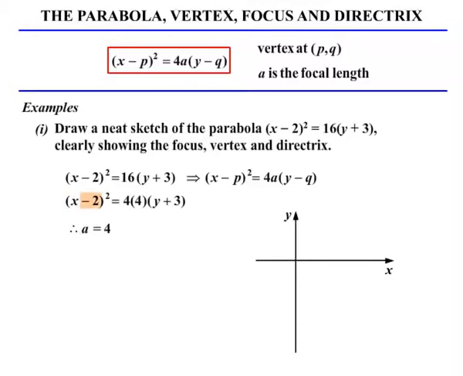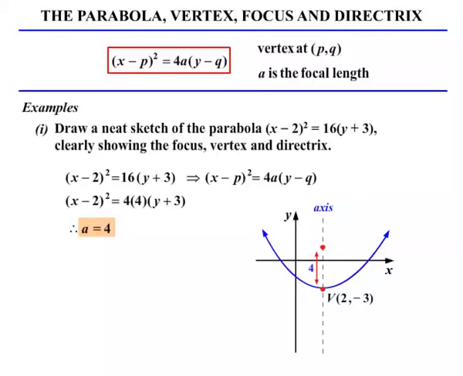Now let's draw a sketch there. Now, minus 2 and 3. We do the opposites. We're thinking (2, minus 3). That'll be our vertex. A is positive, so it's going to be concave up. And our axis of symmetry is very important to help us work out where the focus would be. Now, a equals 4, which means we go directly up 4 from the vertex. So that will be the focus.